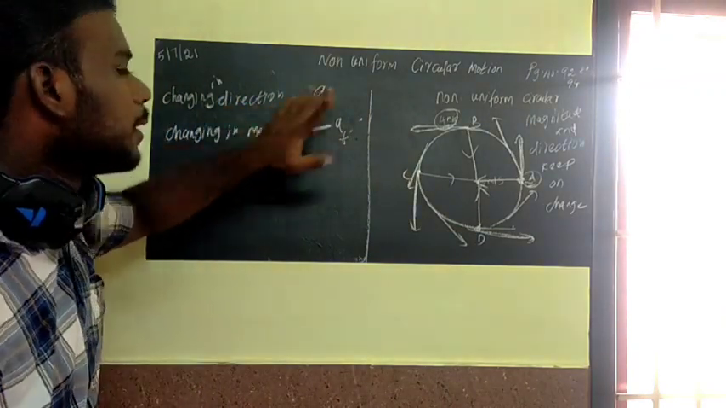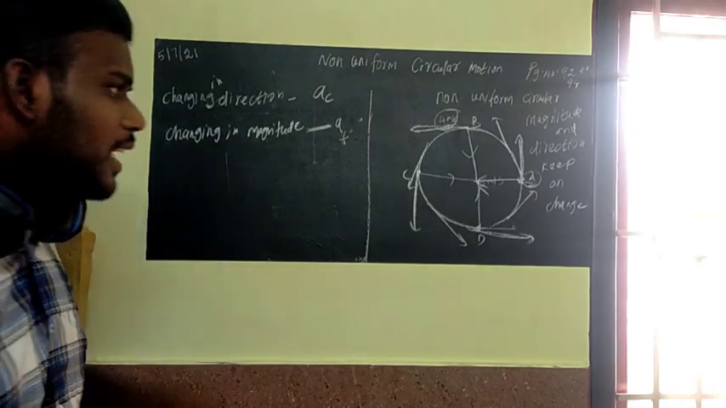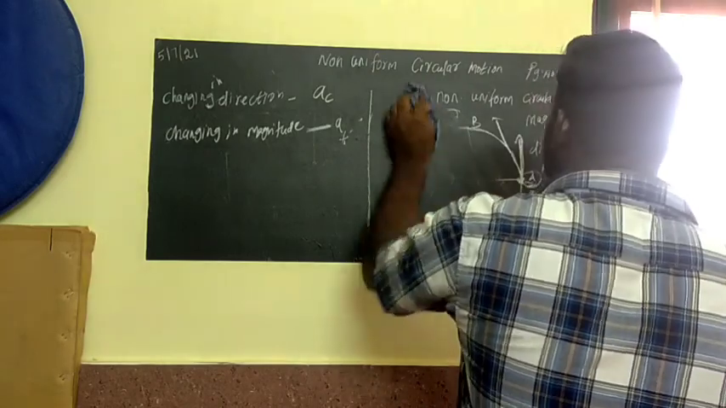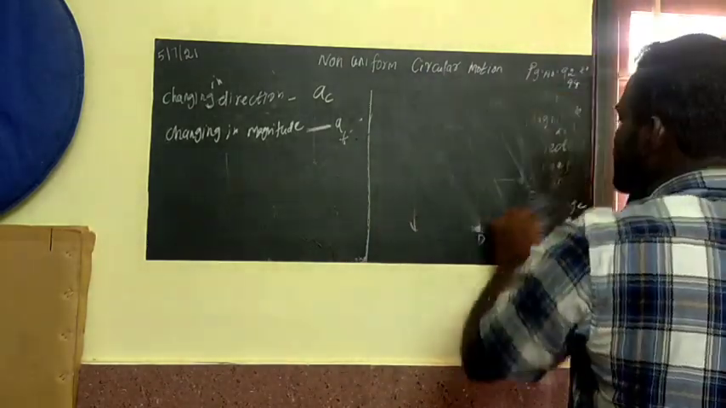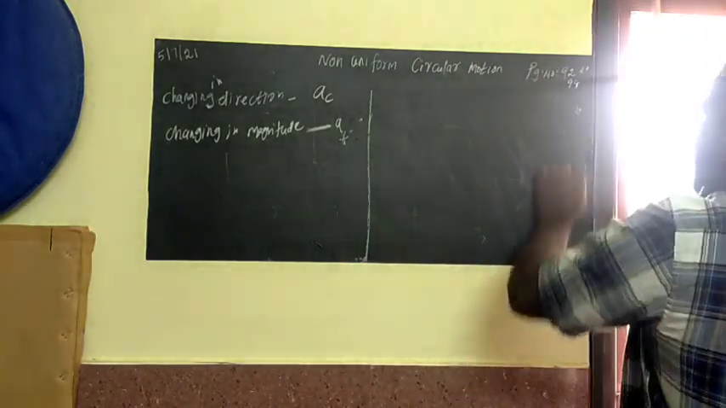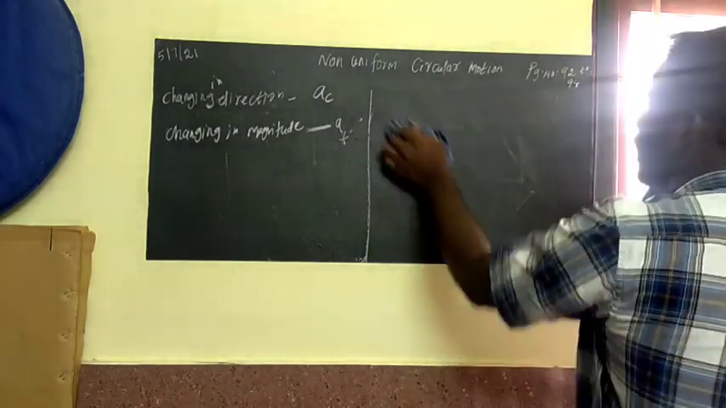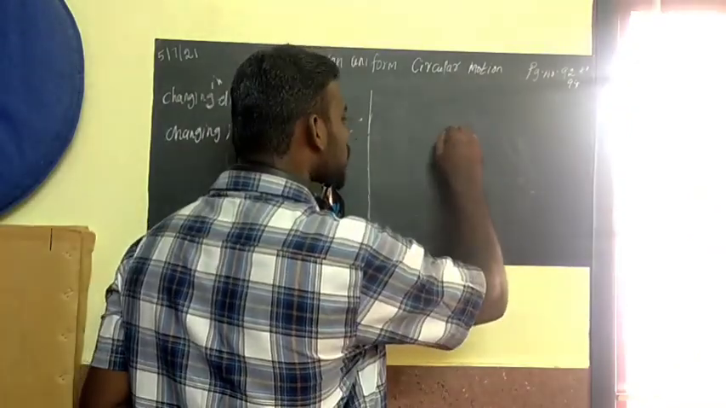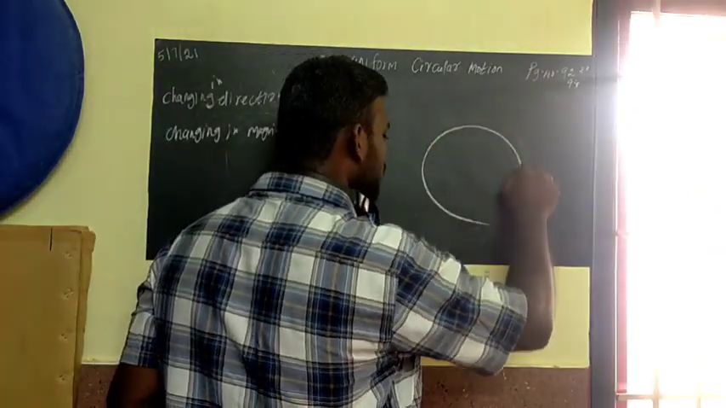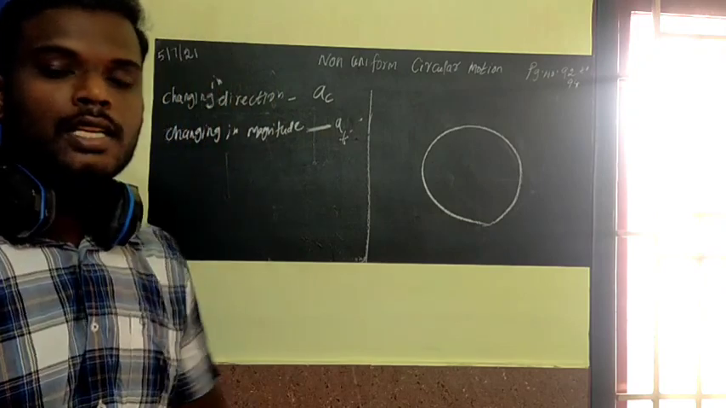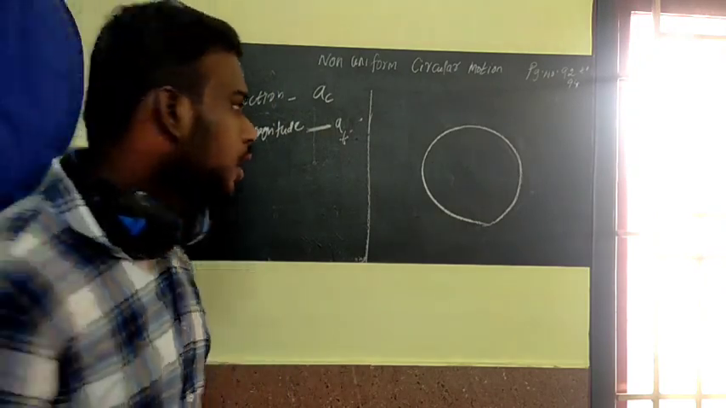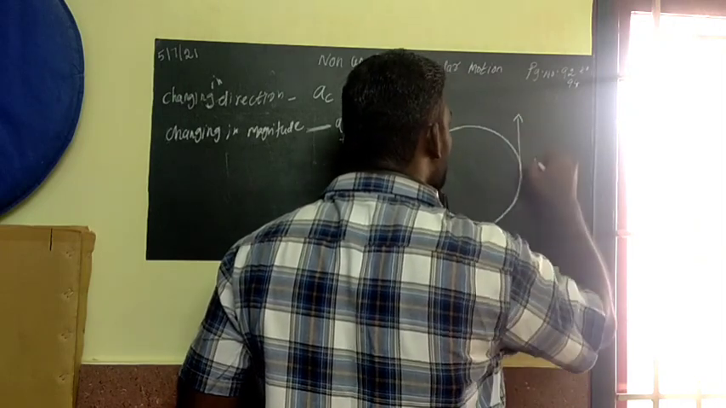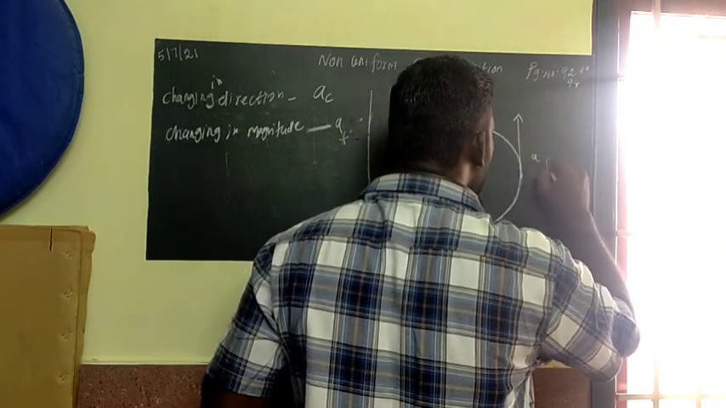This is called what? Centripetal acceleration. Is that clear? Due to change in direction, there is a centripetal acceleration. So due to change in magnitude, along the tangent of the circle, there is some acceleration. That acceleration we are calling tangential acceleration. So I want to know what will be the total acceleration here, because in non-uniform circular motion there are two kinds of acceleration. We can see that. This will be tangential acceleration due to change in magnitude.